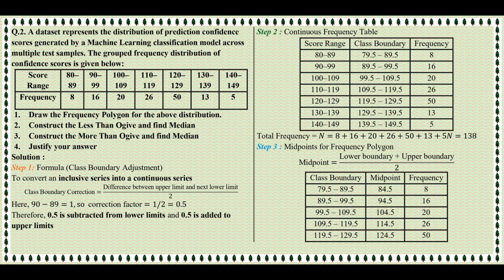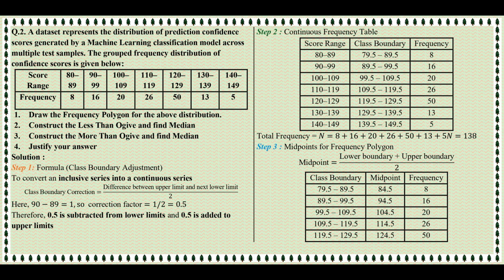Today's question says, a dataset represents the distribution of prediction confidence scores generated by a machine learning classification model across multiple test samples. The grouped frequency distribution of confidence scores is given below. Score range 80 to 89, 90 to 99, 100 to 109, 110 to 119, 120 to 129, 130 to 139, 140 to 149. Frequency 8, 16, 20, 26, 50, 13, 5. We have to draw the frequency polygon, construct the less than ogive, construct the more than ogive, and find the median graphically. Also, we need to justify the answer.